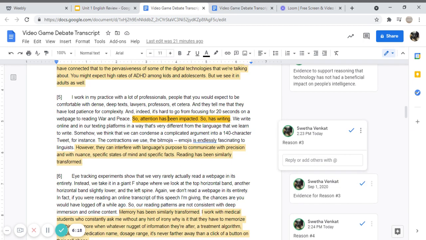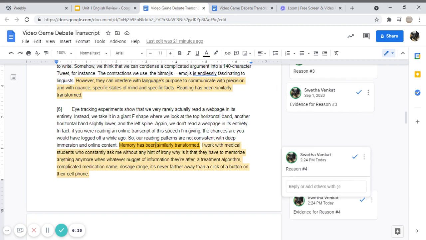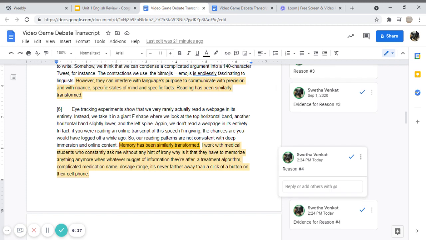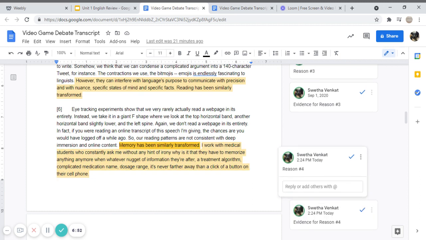Next is saying that technology and video games have impaired our writing and attention span, and it says that it interferes with language's purpose to communicate through the use of bitmojis, emojis, and shortened communication methods. Next, it says that memory has been altered or transformed, and that they have been working with medical students, using personal experiences as evidence to support their reasoning that memory has been negatively altered.